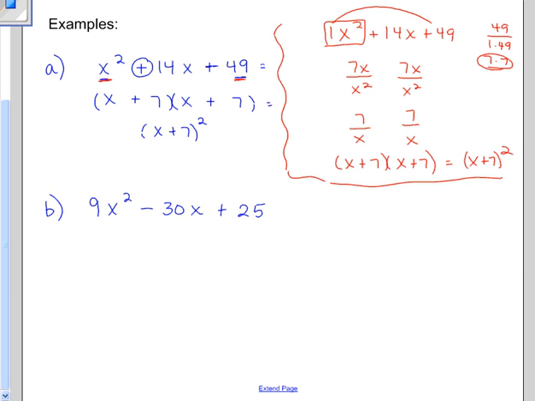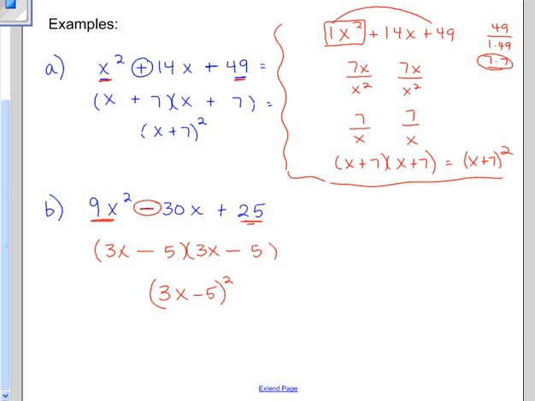One where it might help you out to recognize a perfect square would be like B, 9x squared minus 30x plus 25. 9x squared is a perfect square. So is 25. So if I take the square root, that would be 3x and 3x. The square root of 25 would be 5. The signs have to be the same as the middle term. So here they would both be negative, which would be 3x minus 5 squared.